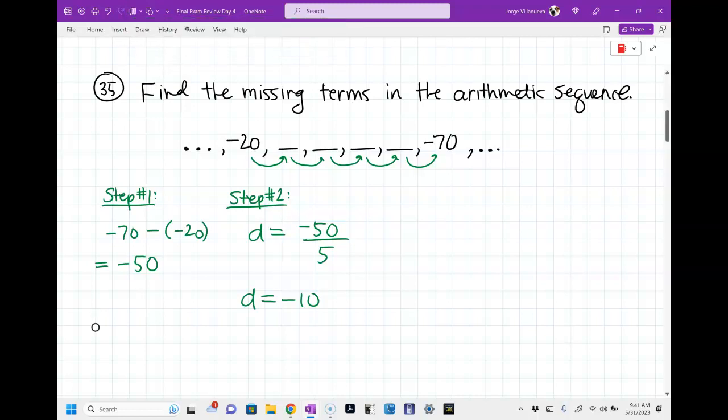So now to write your answer, all you're going to do is subtract 10 over and over again inside of that problem. So negative 20 minus 10 is negative 30. Negative 30 minus 10 is negative 40, and then it's negative 50, negative 60, and negative 70 would be last, which makes sense. So this is my answer right here. All right, so there you go.